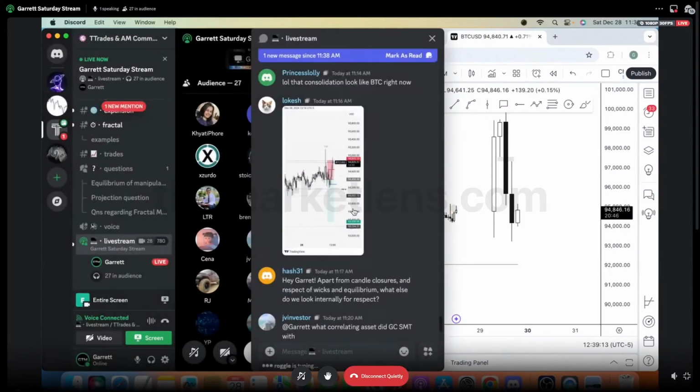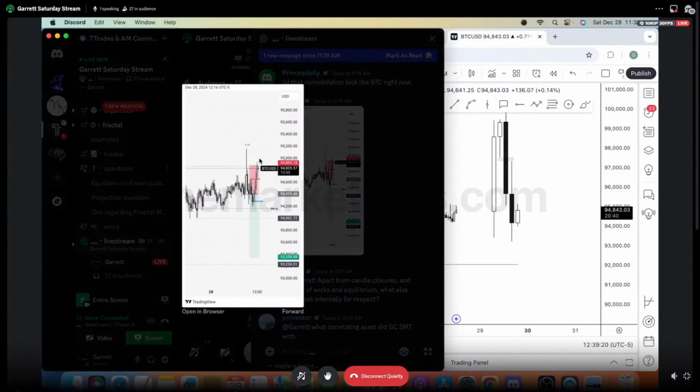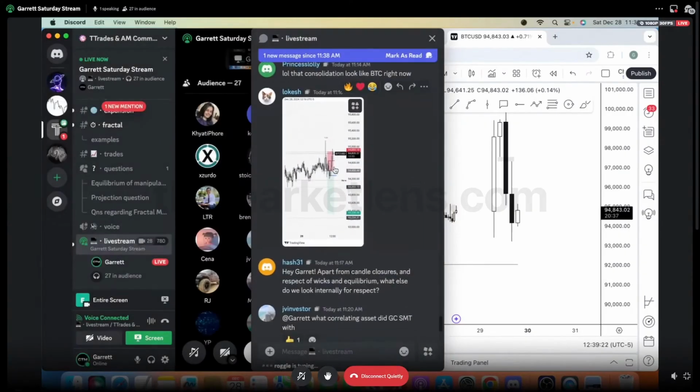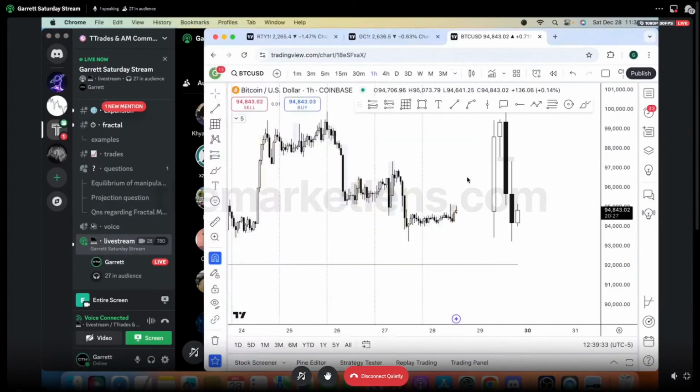Oh, this is your trade on Bitcoin. So first of all, I wouldn't use 9:30. That's irrelevant for anything other than indices. 9:30 is absolutely relevant for indices. Gold, irrelevant. Silver, irrelevant. Bitcoin, irrelevant. I don't think that's a relevant time.